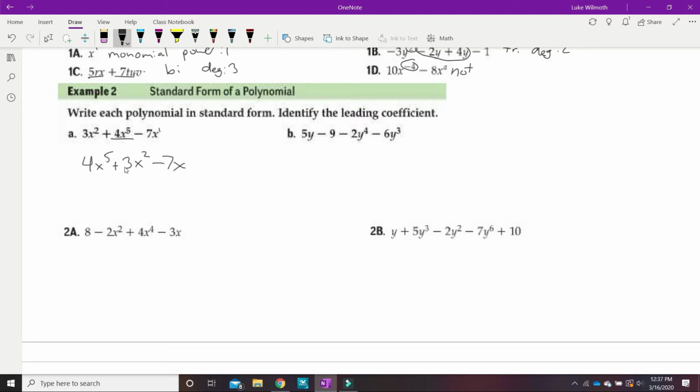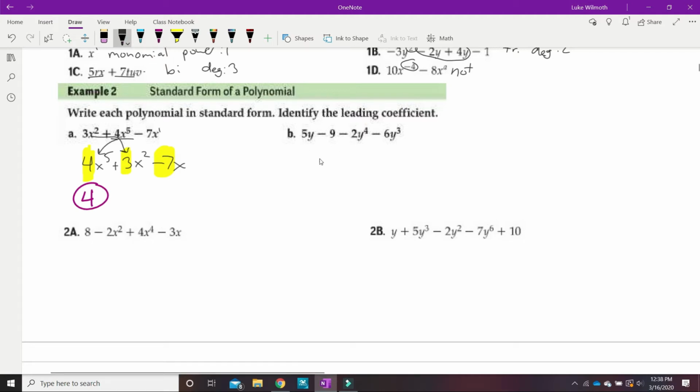All I did was rearrange everything so my highest power is first, and then my next highest power, and the negative 7x stays at the end. That's it. So it's just write each in standard form, and it does say identify the leading coefficient. If you don't remember, a coefficient is the number that's in front of a variable. So my coefficients are 4, 3, and negative 7. The leading one, you could probably guess, is this 4 because it's the very first one if it's in standard form, with the highest power being first. So the answer on this one is 4.